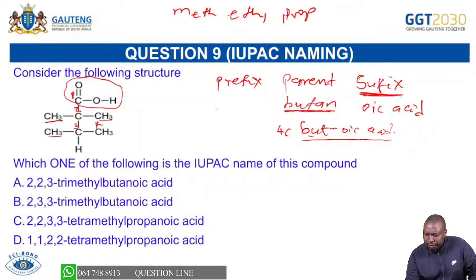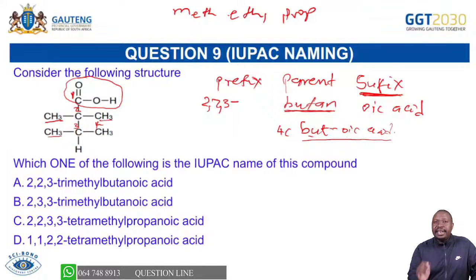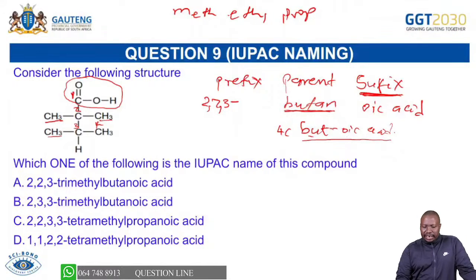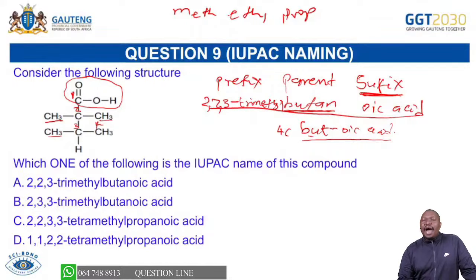So which means is 2, comma 2 because there are 2 of them there, comma 3. And then when you are between the number and the letter, you put the hyphen. We are emphasizing that, and that will give you trimethyl. Tri because there are 3. Trimethyl butanoic acid, and it's one name.